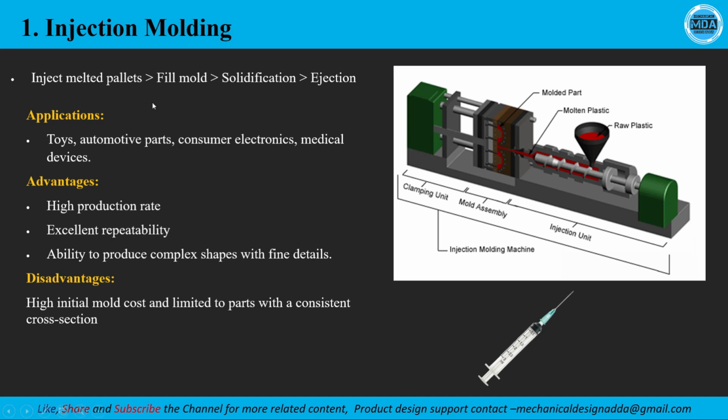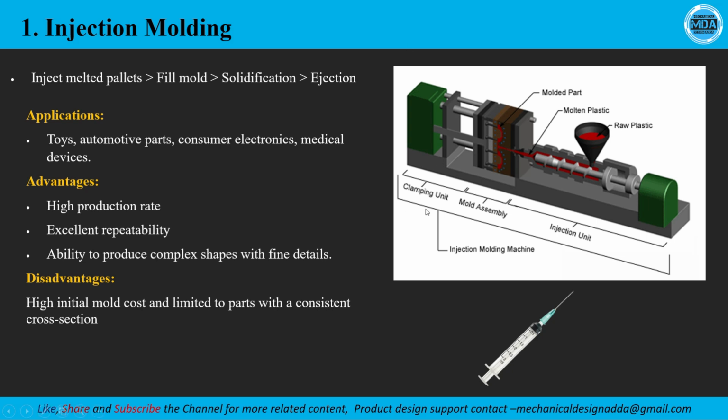This process is mostly used to manufacture plastic products, like toys, automotive parts, consumer electronics, and medical devices. With injection molding we can produce complex parts, and it has a high production rate and excellent repeatability. However, the cost of the injection molding machine is very high, and the machines are also big in size.